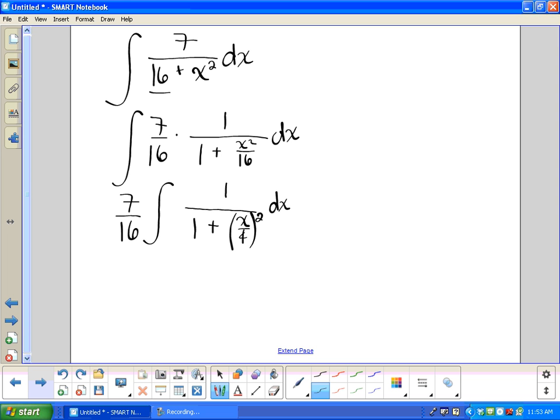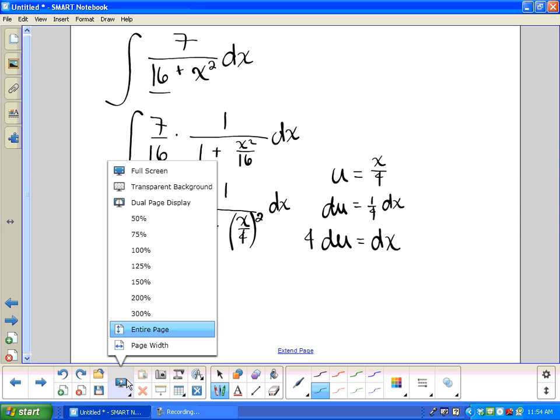So I have 1 plus something all squared, and the derivative of that something is not 1. So I am going to have to do a little u sub, and I'll write it over here. I'm going to let u equal x over 4. And then remember the derivative of that is just 1/4, because it's just 1/4 times x. And then, I don't have a 1/4 in my integral, so I'm just going to multiply both sides by 4, and I get 4 du is equal to dx. This 4 will go on the outside of my integral.